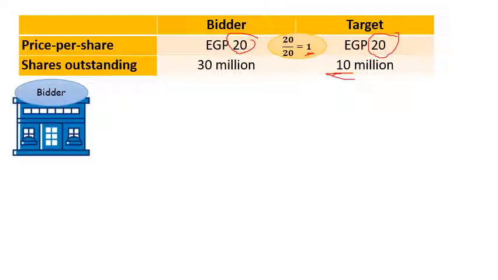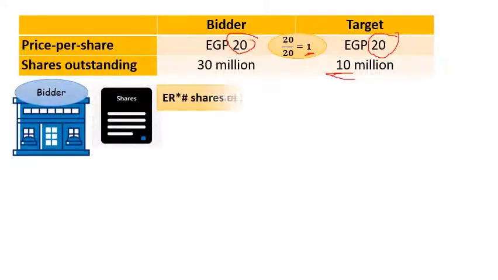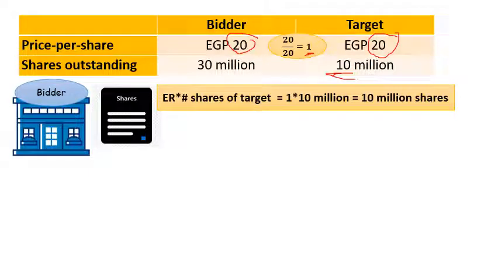So how many shares will the bidder issue? We can calculate the number of new shares to be issued by multiplying the exchange ratio times the number of shares of the target. The exchange ratio is 1, and the number of target shares is 10 million. So 1 times 10 million shares equals 10 million shares. So the number of new shares issued by the bidder will be 10 million shares to swap them against the 10 million shares outstanding of the target company.